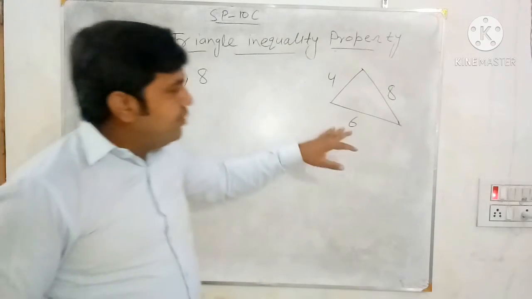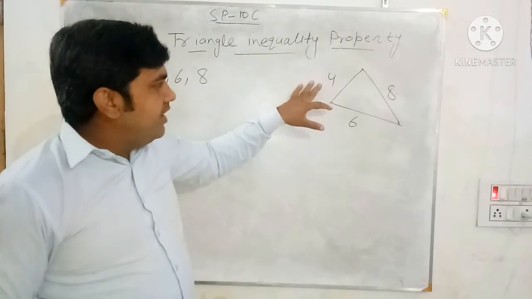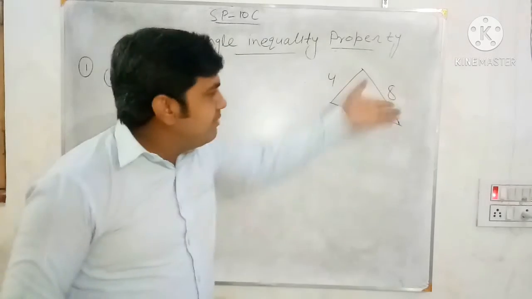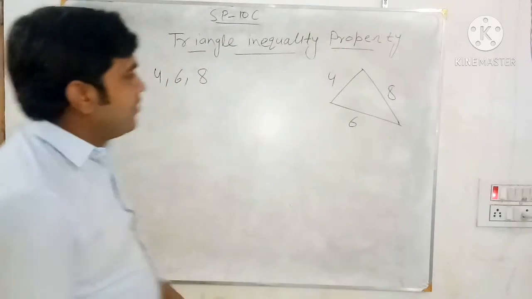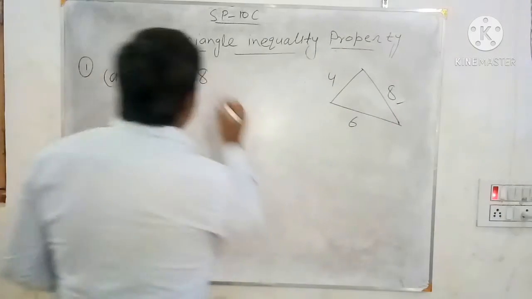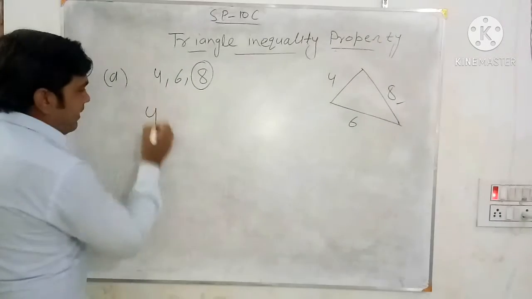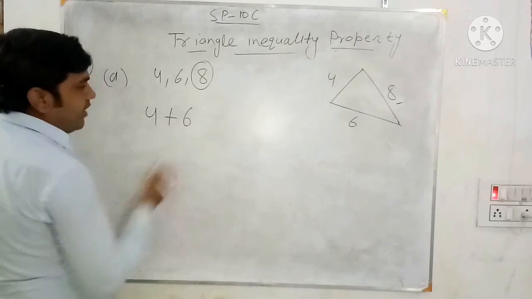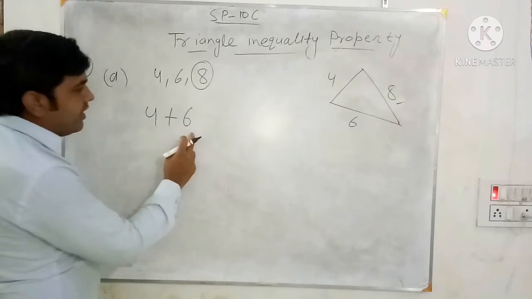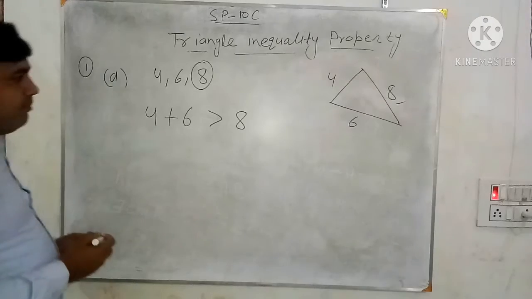The sum of any two smaller sides of a triangle must be greater than the largest side. So in this triangle the largest side is 8 centimeters. This is the largest length. So the sum of the two smaller ones, 4 plus 6, what do you get? 10. 4 plus 6 is 10 and this is greater than the third side, 8.